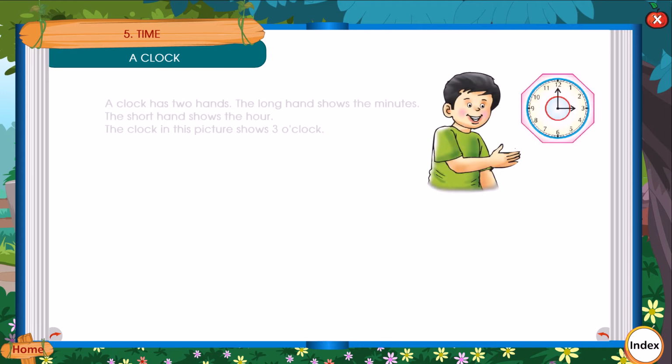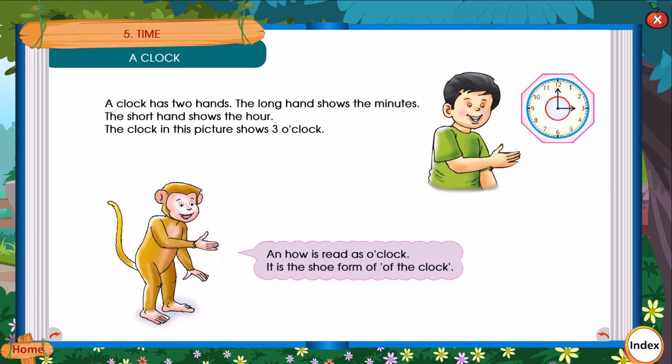5. Time. A clock. A clock has two hands. The long hand shows the minutes. The short hand shows the hour. The clock in this picture shows 3 o'clock. An hour is read as o'clock. It is the short form of the clock.